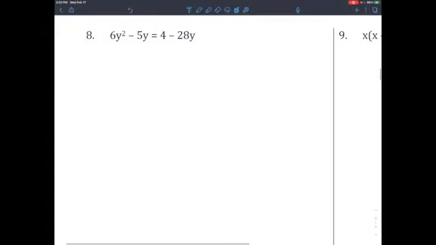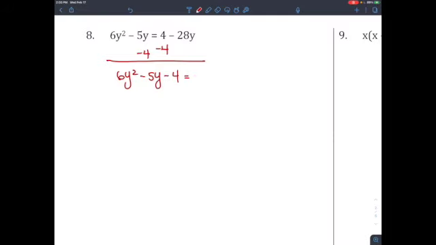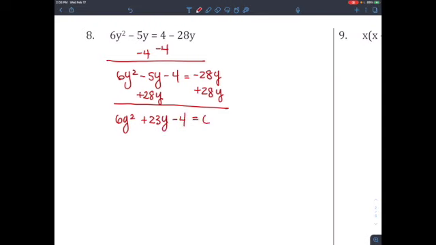So I'm going to minus 4, and then that's going to be 6y squared minus 5y minus 4 equals negative 28y. Then you're going to add 28y to both sides: 6y squared plus 23y minus 4 equals 0. Now we have the zero product property.